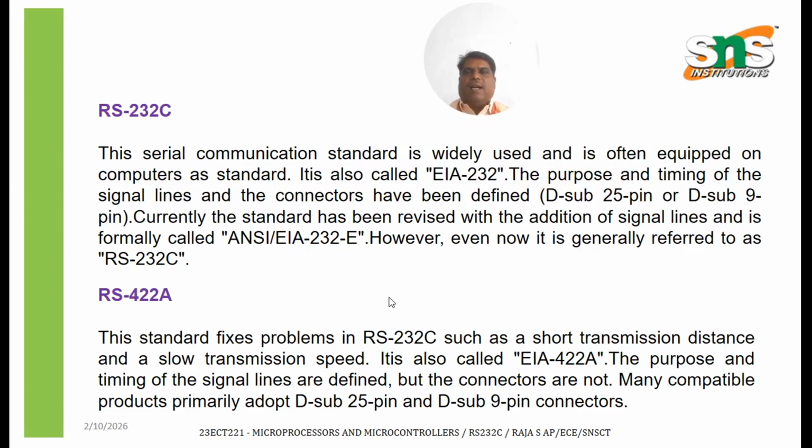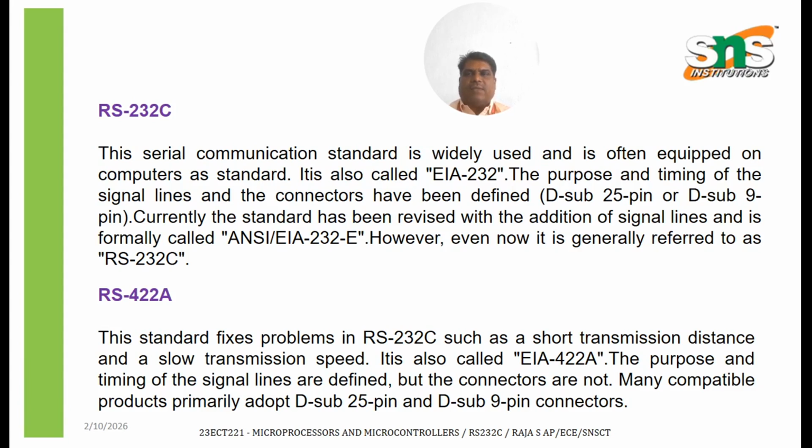In general, RS232, the serial communication standard, is widely used and is often equipped on computers as standard. It is also called EIA 232. The main purpose and timing of the signal lines and the connectors have been defined, that is, D-sub 25 pin or D-sub 9 pin. Currently, the standard has been revised with the addition of signal lines and is formally called ANSI EIA 232-E. However, even now it is generally referred to as RS232C.